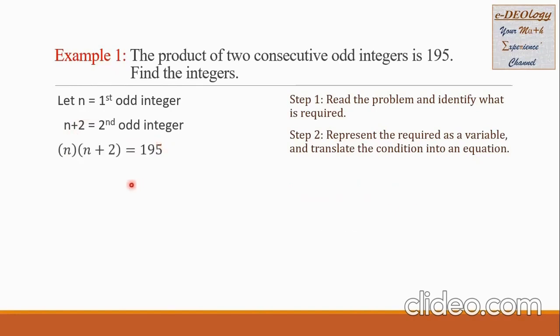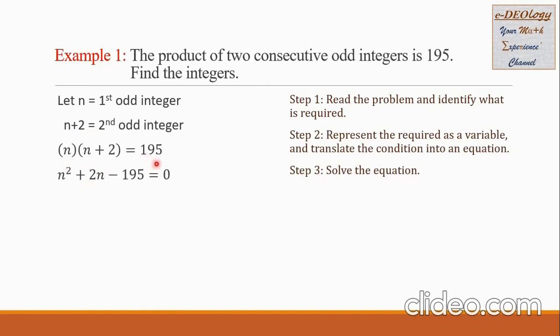Now, the problem says the product of the two numbers, so we are going to multiply the first odd integer n times the second odd integer n plus 2, and this is equal to the product 195. And step 3, we will solve the equation. So the n will be multiplied to the binomial n plus 2. So n times n will be n squared. N times the 2 is positive 2n.